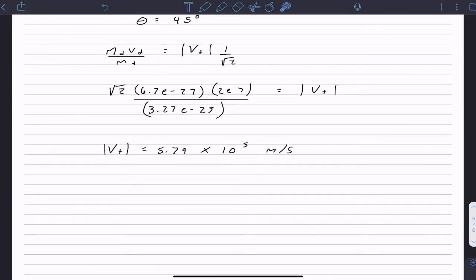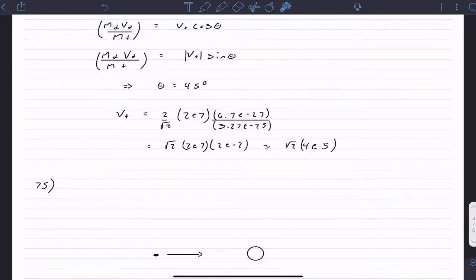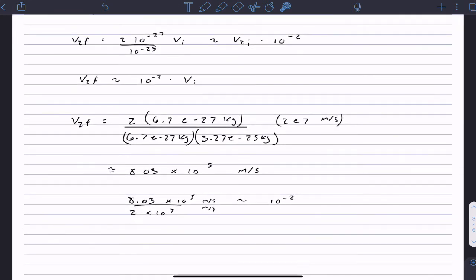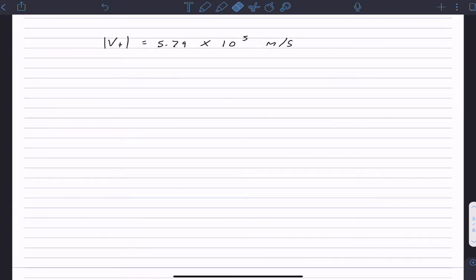In fact, that's very similar to what we had found before for the other problem, where the value was 8 times 10 to the 5, right? And now we're at 5 times 10 to the 5. So it's a little bit less, but some of that momentum was transferred to change direction for the first particle, right?